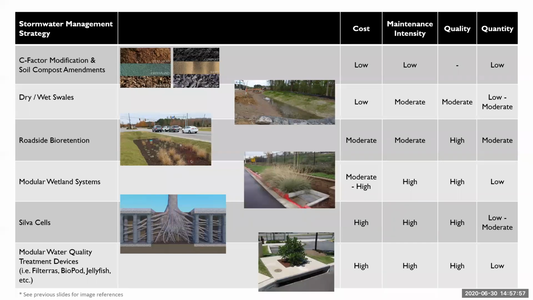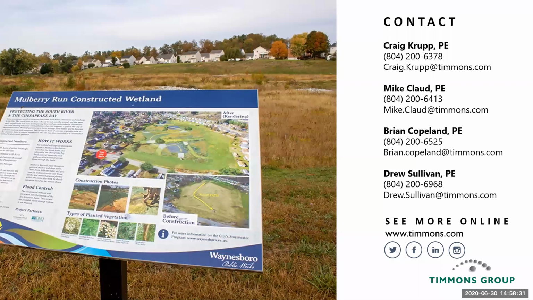For instance, if you have limited right-of-way, you may want to use a more expensive modular water quality device like a Filterra or a Jellyfish. Outside of the ones that are on this slide, I did want to just highlight the fact that Drew went over some really great strategies. Oftentimes the strategy part of it is where you can save a lot of money on your projects and potentially save on some schedules. So certainly look to those strategies as well as some of these BMP treatments.